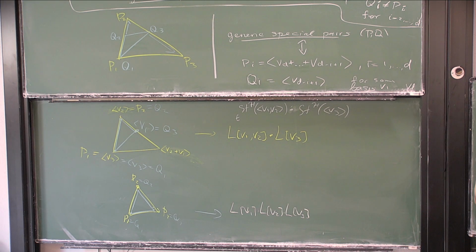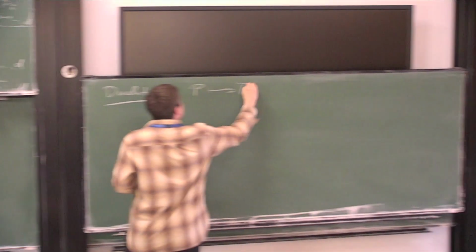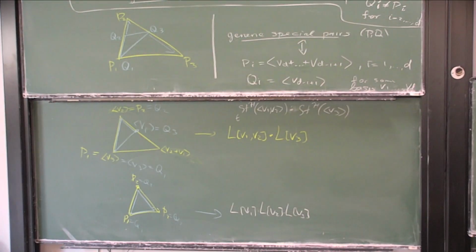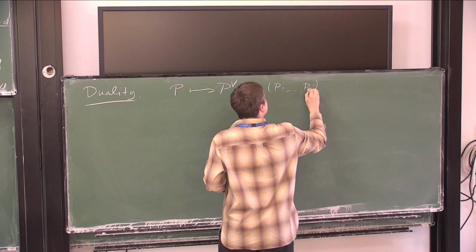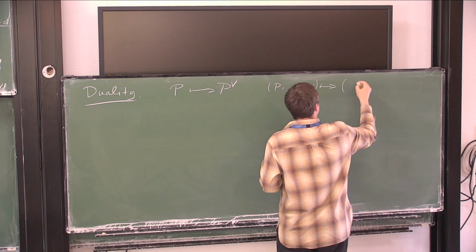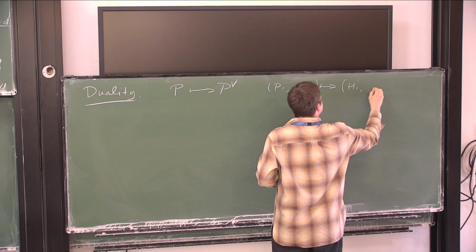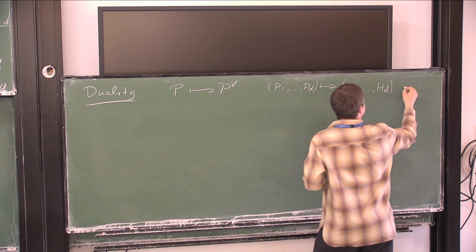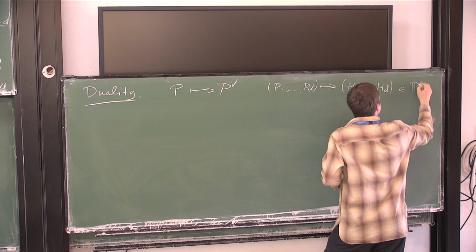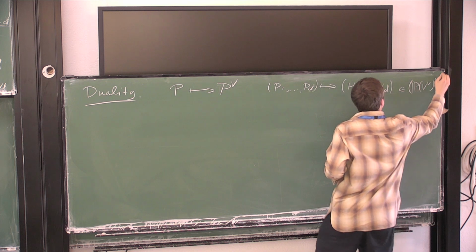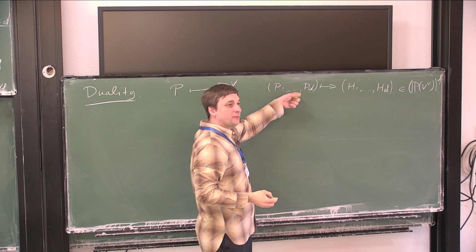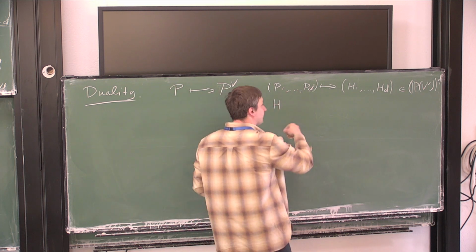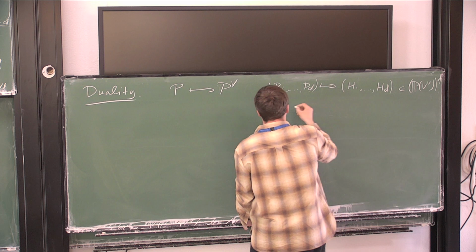There's a duality, on the level of simplices. So this is projective duality. If you have a simplex P1 to PD, you map it to a dual simplex H1 up to HD, in, well, I guess the projective space of V dual. And the formula is you just take the hyperplane spanned by subsets of D minus 1 of these points, and define linear functionals in the projective space.